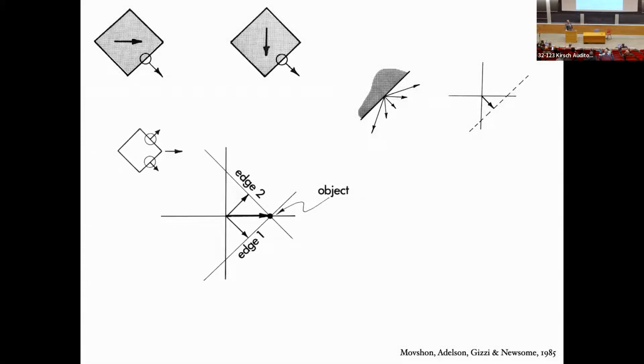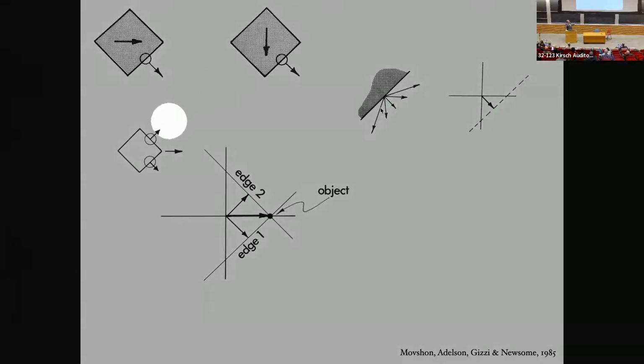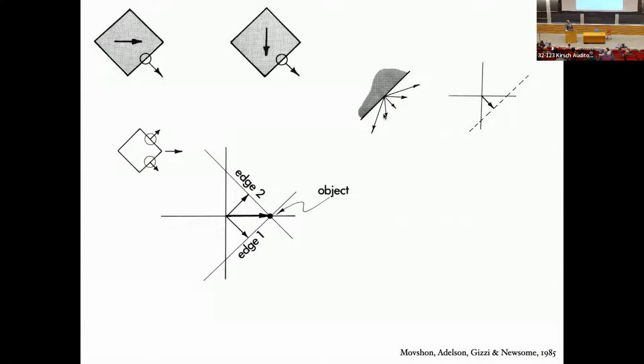You can solve this problem in several ways, including isolating special points and measuring their motion. But a simple way to do it is what Ted formulated as this intersection of constraints idea, where you measure the motion of one edge, you measure the motion of the other edge, and the motion which is compatible with both edge motions is in fact the motion of the object.